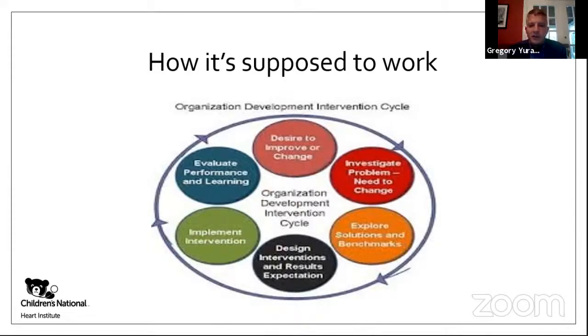So you look at the problem. This is very much a quality improvement sort of diagram. You explore some solutions, you design some interventions, you implement them, you evaluate how they're doing, and then you begin to do the cycle again. And most of the time, we're instructed to start here. What do you want to change? That's where we're supposed to be.